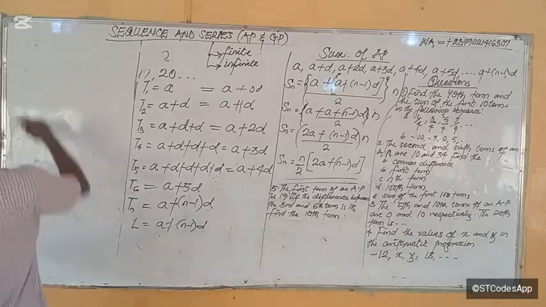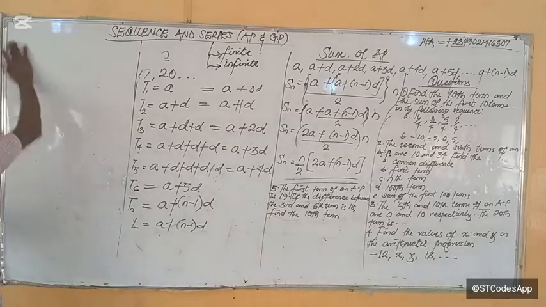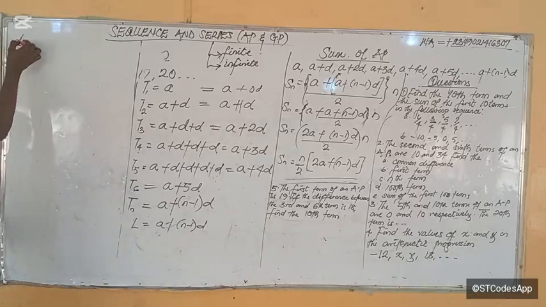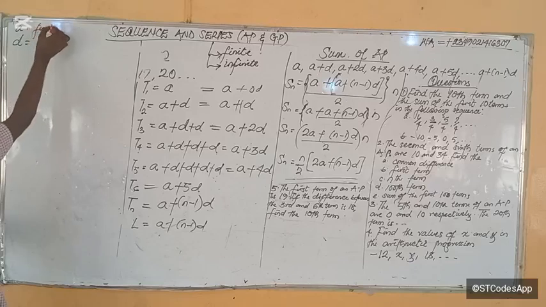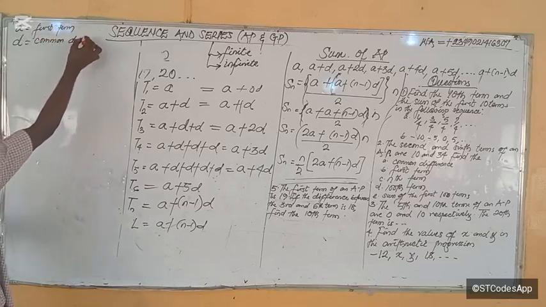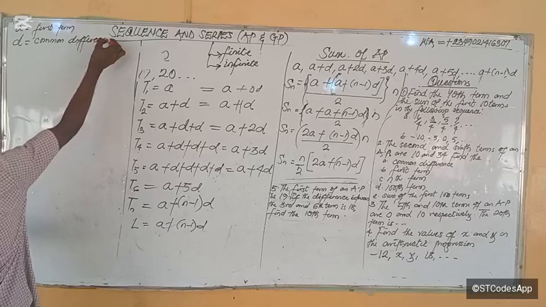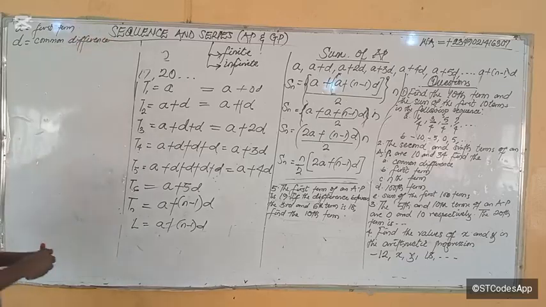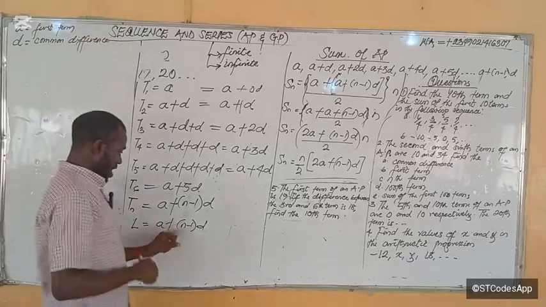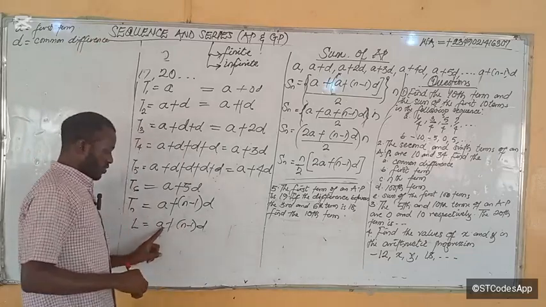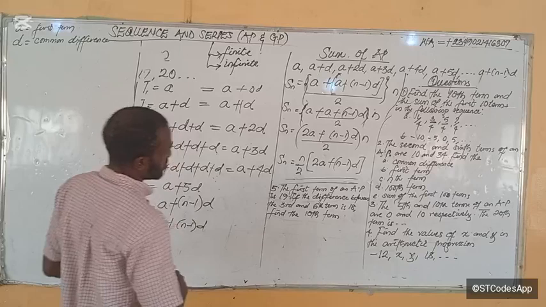One thing you must first know, which I didn't show you, is the common difference, D. A is what we call the first term, and D is what is called the common difference. So in those expressions that we obtained, N is the number of terms, A is the first term, D is the common difference.